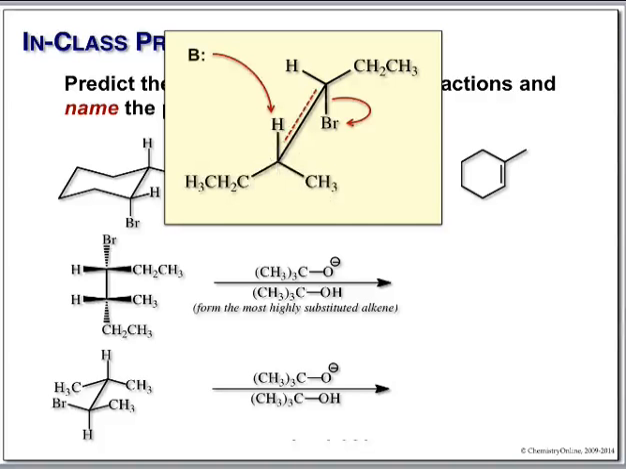And as far as the stereochemistry, just look at it carefully. Here our two ethyl groups are on opposite sides of our double bond, aren't they? So we would just draw this like that. Two ethyl groups on opposite sides.